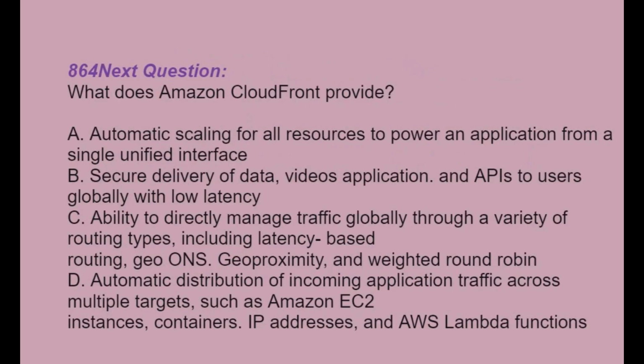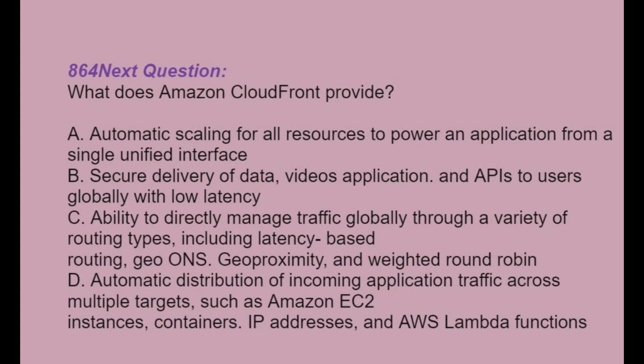Question is, what does Amazon CloudFront provide? Option A, automatic scaling for all resources to power an application from a single unified interface. Option B, secure delivery of data, videos, applications, and APIs to users globally with low latency. Option C, ability to directly manage traffic globally through a variety of routing types, including latency-based routing, geo DNS, geo-proximity, and weighted round robin.